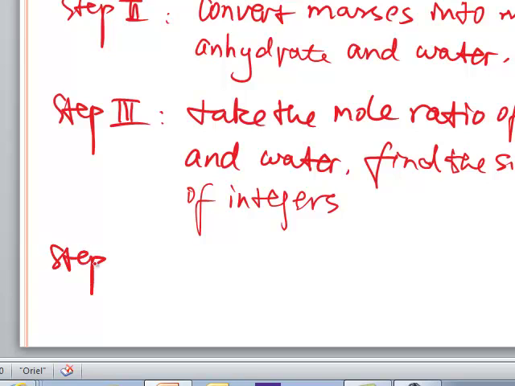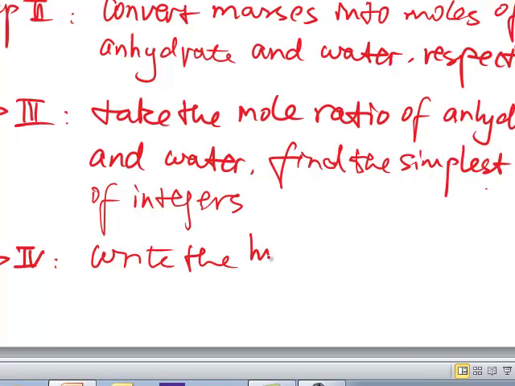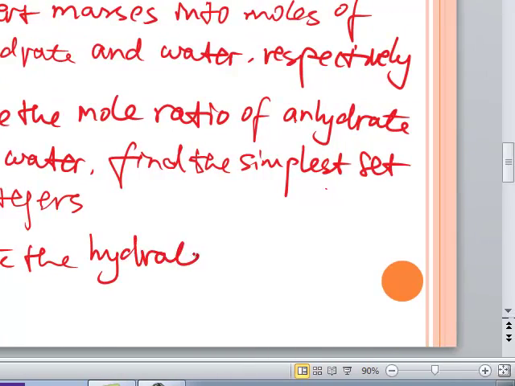Step 4, write the hydrate formula based on mole ratio.